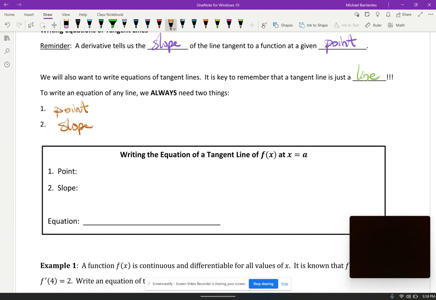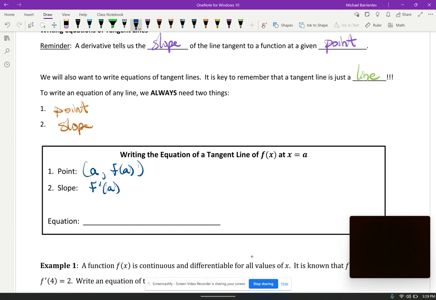Now, if you think about how we've been talking about points, this is my x value, this is my y value, and I have a point, right? So my x is this value, my y is my second coordinate, this value. And what we just said is that the slope is the derivative. So therefore, another way to write that is we're looking for the derivative at x equals a.